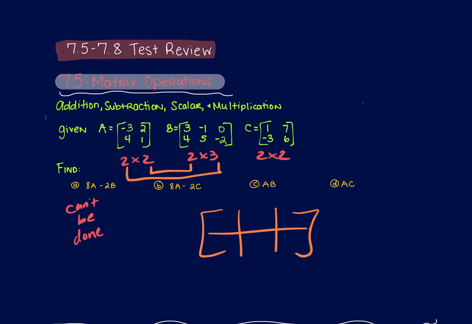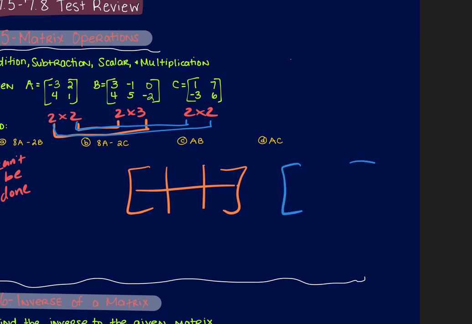Okay, so if you look at D, D is A times C. So A and C, the middle two numbers match, and the outer two numbers are the result. So those could both be done. This would be a 2 by 2. If we have time tomorrow, I will go back and work these out. But I definitely want you to make sure that you do the PDF tonight.